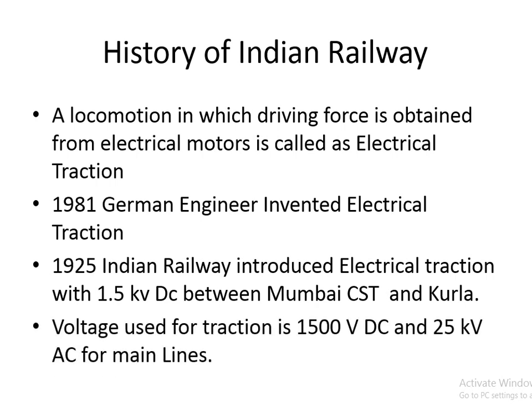So from this we'll get the idea about our Indian electrical locomotive. How much voltage is used for electrical traction? Near about 1500 volts DC and 25 kV AC is used for the mainline. So there is a requirement of conversion of AC to DC and DC to AC from the substation. As per requirement, the equipment is utilized.